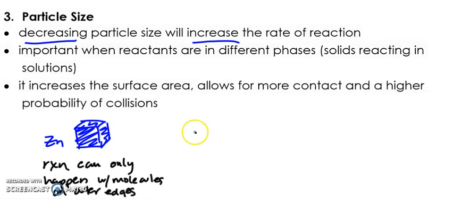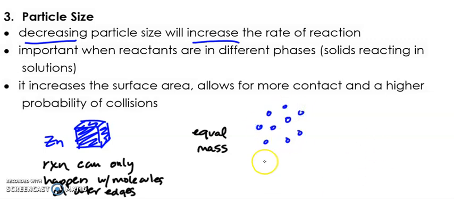Whereas if you had the same mass, so if you could take that zinc chunk and put it into much smaller pieces, now you've got a lot more surface area.